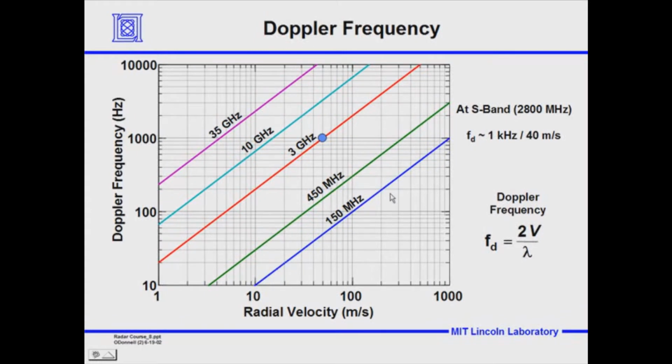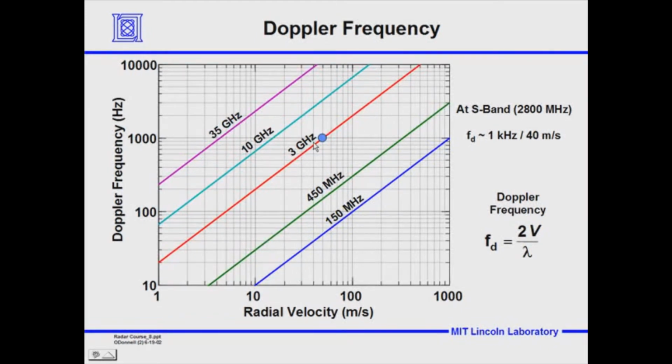There's a different relationship, a different curve between Doppler frequency and radial velocity, and you can see they're linear. And I've plotted here 5 different radar bands: the VHF band, UHF, S-band, which is at 10 centimeters, X-band, which is at 3 centimeters, and a millimeter wave frequency. These pretty much cover the gamut from 150 megahertz to 35 gigahertz of most radars that are built.